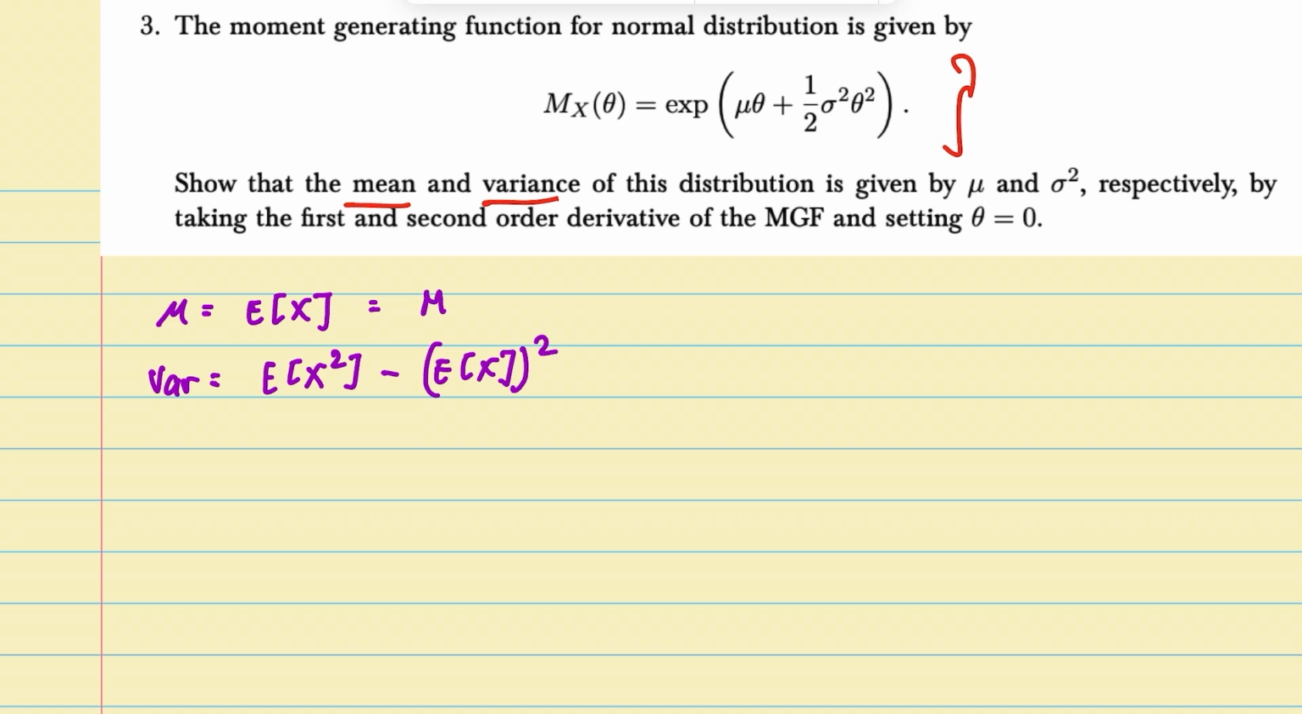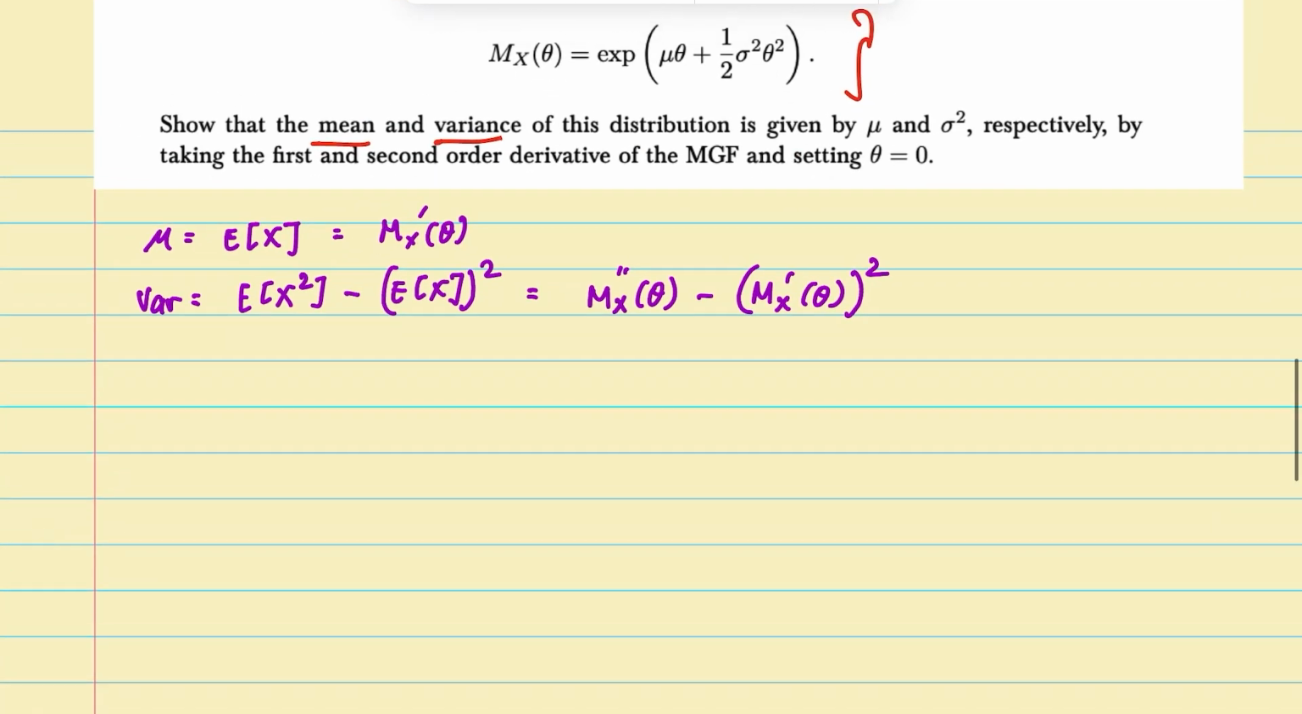We can also say that this is M_X double prime of 0 minus M_X prime of 0 squared. Okay, so this should be clear.